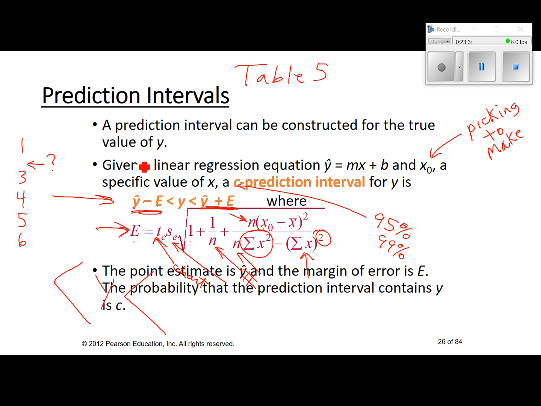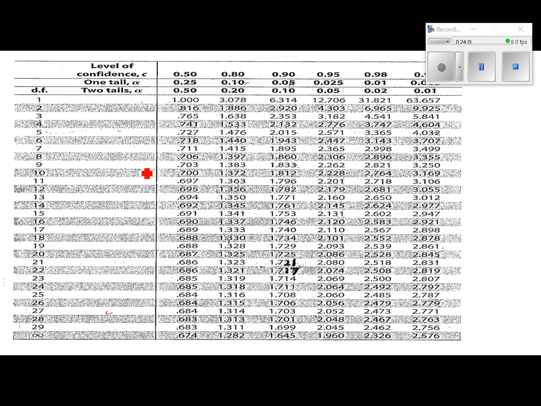The point estimate is y hat. That's what we're estimating at. So we're picking our x, and we're figuring out by using our equation here what y hat is at that certain x, and then deciding that all the y's for that x value should fall within this certain range, or we're 95% confident that they're all going to fall in that range. We're going to do an example.